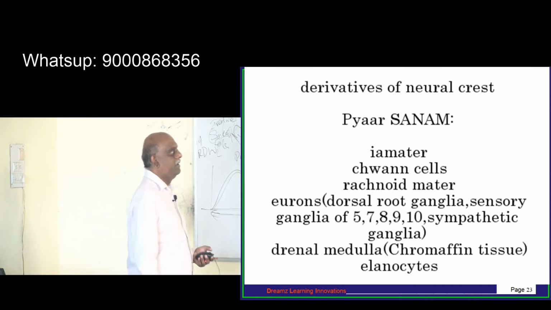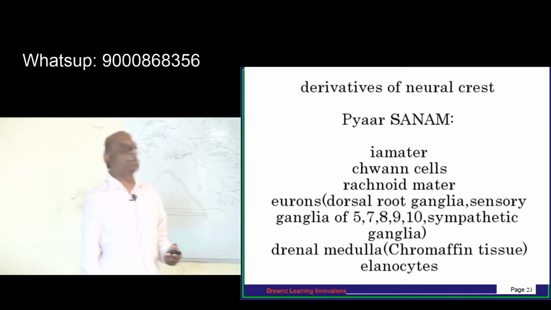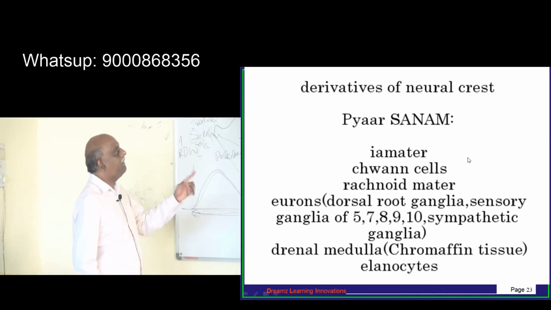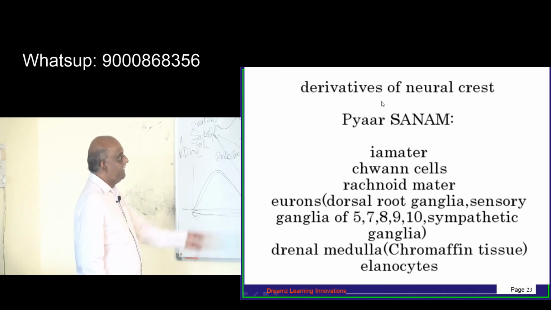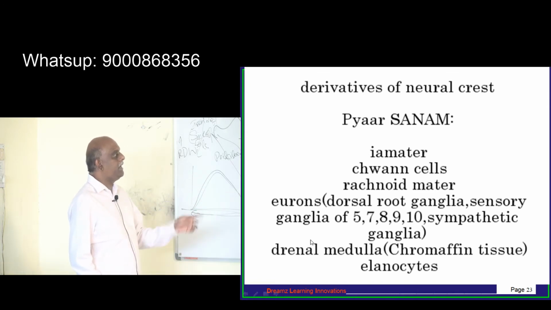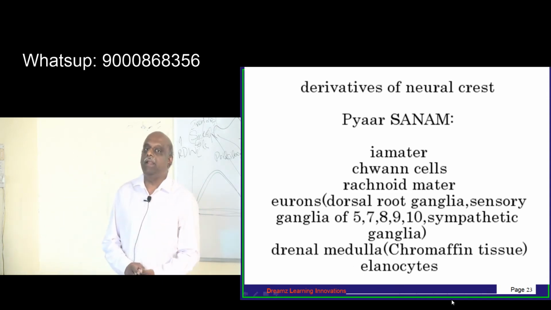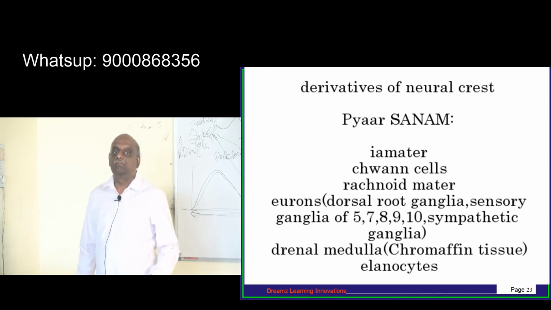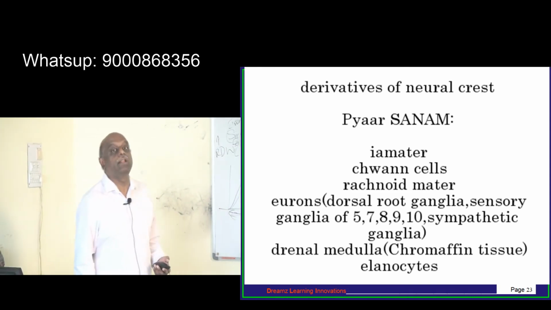There are various mnemonics for neural crest derivatives, which is an inevitable question in tomorrow's exam. PR Sanam is one way. P is pia mater, Sanam: S is Schwann cells, A is arachnoid mater, and N is neurons. What are they? Dorsal root ganglia, sensory ganglia of the 5th, 7th, 8th, 9th, 10th, and sympathetic ganglia. Then A is adrenal medulla, which is chromaffin tissue, and the M in Sanam is melanocytes. So PR Sanam is some stupid way of remembering neural crest derivatives.